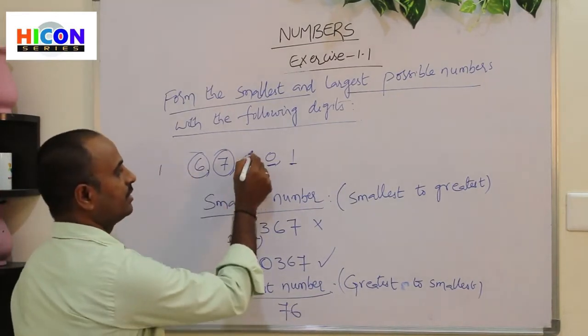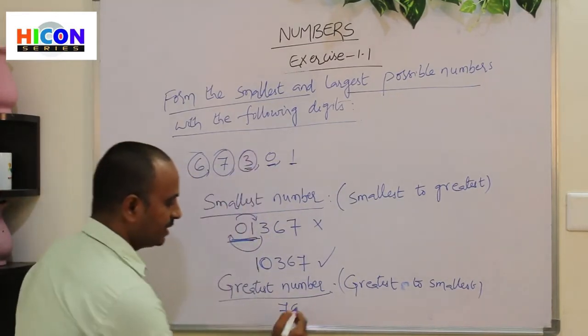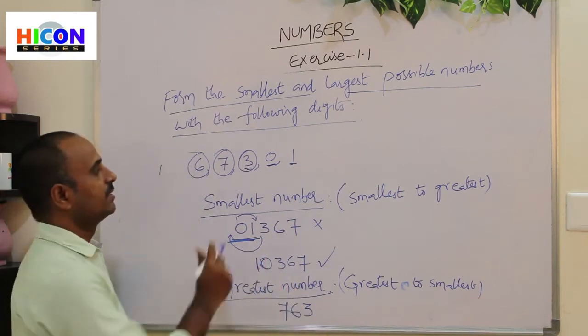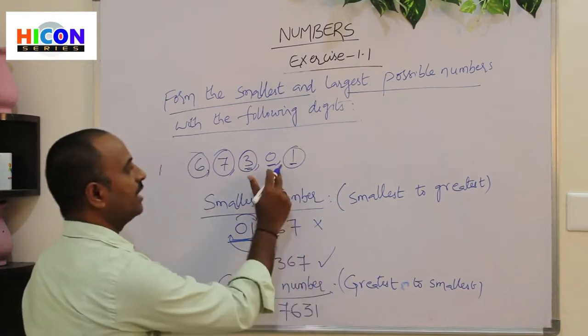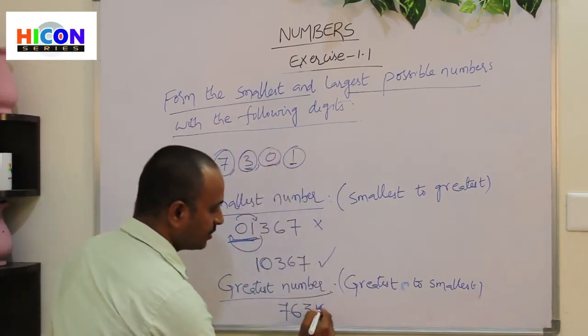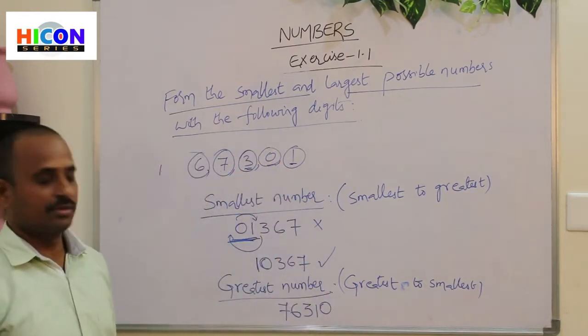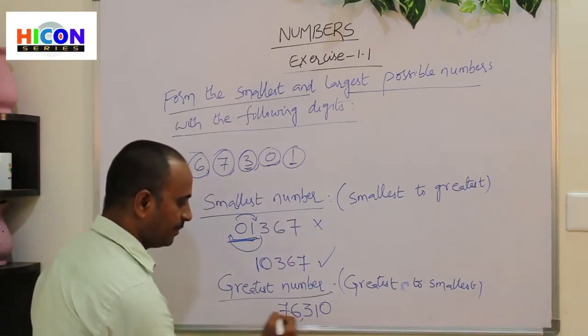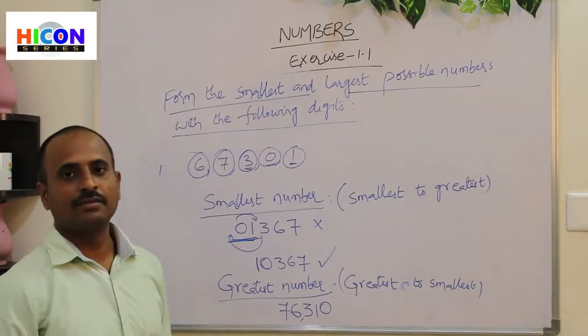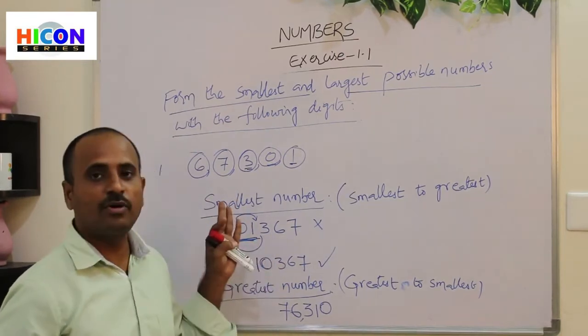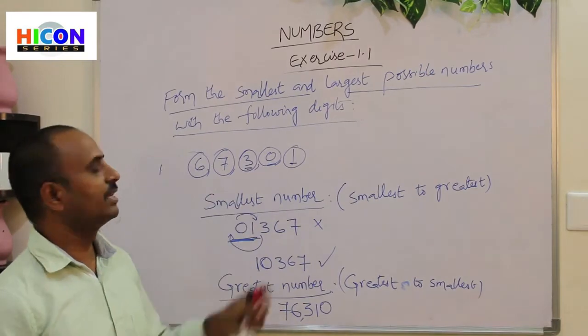After 6, which one is greater? 3. So write 3 in the third place. After 3, which one is greater? 1. So write 1 in the fourth place. And after 1, 0 is the one, so write 0 in the last place. So children, this would be the greatest number, that is 76,310. So this is the process of how to write the smallest number and greatest number with the given digits.